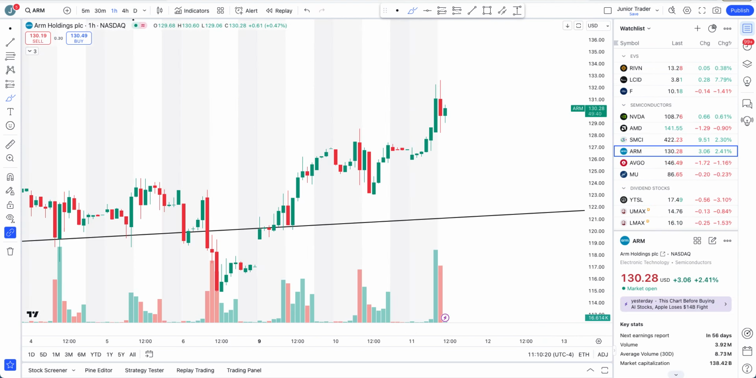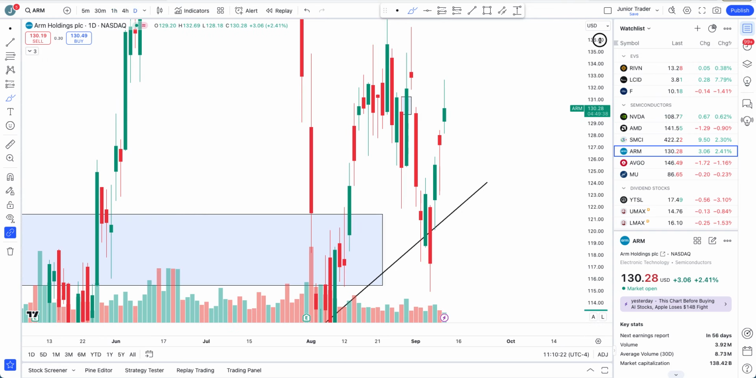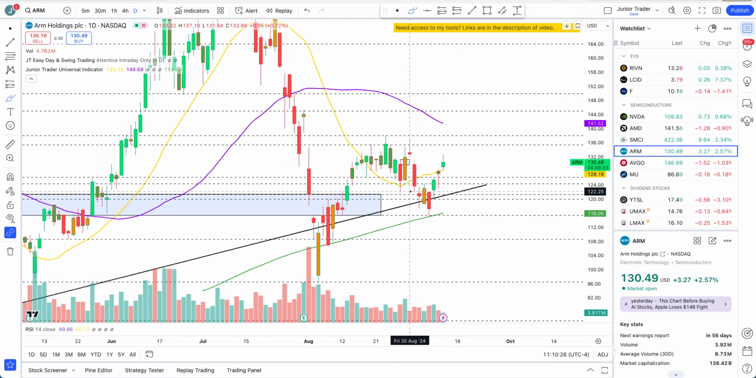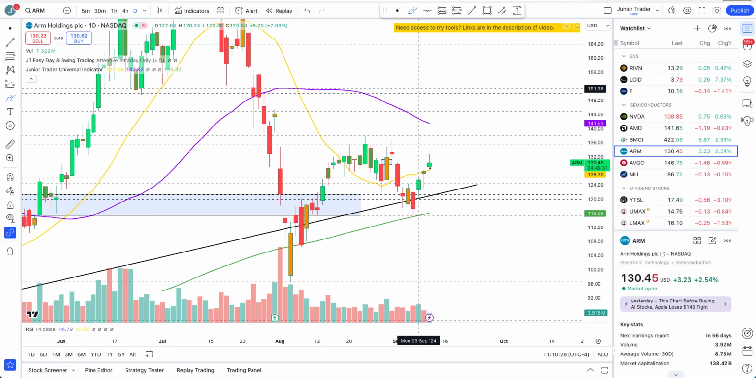ARM. So ARM, no surprise, guys. I already talked about it, that we already turned bullish on this. Again, if I turn on my structural indicator, you can see that we turned bullish 3 days ago on this, and I talked about it. Stop loss can be below 120 area, right? And we have been just going up from thereafter.